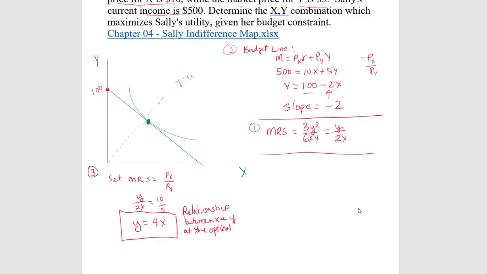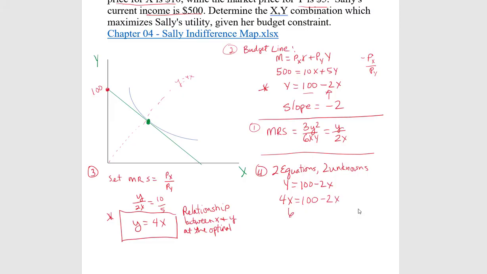That's what that means. So now I have two equations, two unknowns. I have my relationship between x and y at the optimal, and I have the budget line. So I'm going to put my budget line down here. That's one of my equations. The other equation is y equals 4x. I'm going to set these two equal to each other, or substitute in the 4x where the y is here. 4x equals 100 minus 2x.